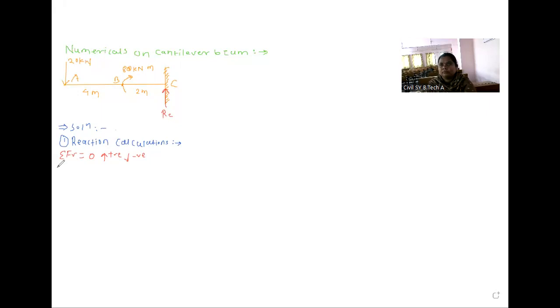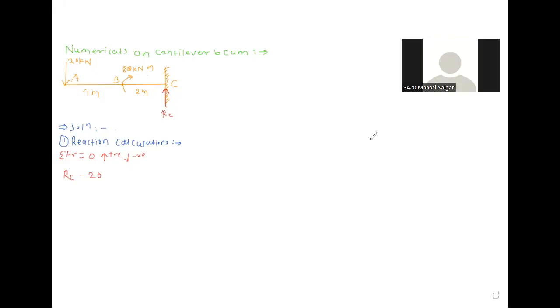Here RC force is going upward. So RC, after that this 20 force is going downward, so minus 20. This 80 kilonewton meter, will we consider it in summation FV or not? Yes, reply to me fast. Will we consider this 80 kilonewton meter, the moment couple, or not? Am I audible? Rohit, Snehal, Saili, at least give me a reply. Am I audible? Yes, ma'am.